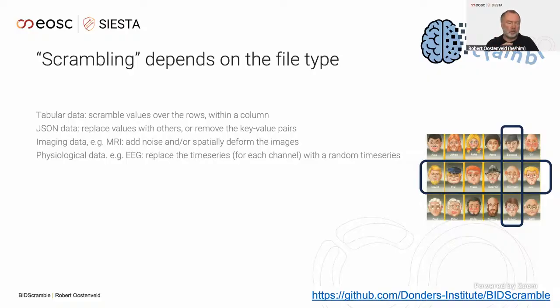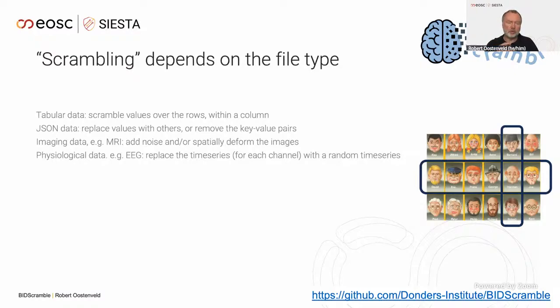We can also have data that's represented in JSON files, where these values can be replaced by others, where certain key value pairs are removed if they're potentially identifying. And more importantly, for the imaging data, for example the MRI, we can add noise, or we can even replace the whole image with white noise, spatially distributed white noise. Or we can apply different ranges of spatial deformations to the images, where the spatially deformed images are not identifiable anymore, but still allow for the standard analysis tools such as FSL and SPM to be applied to those images.